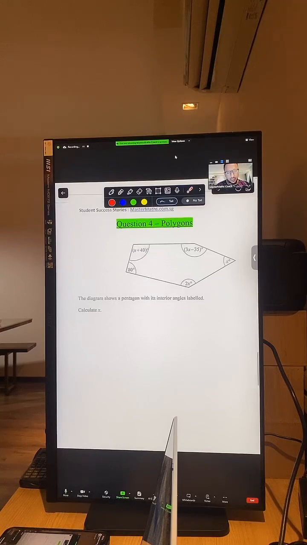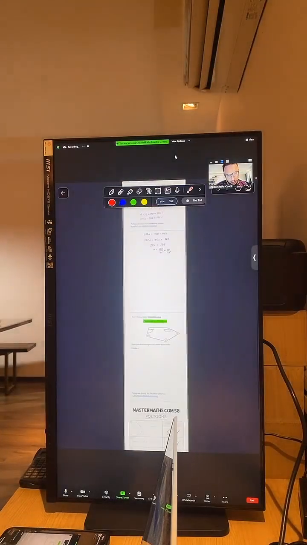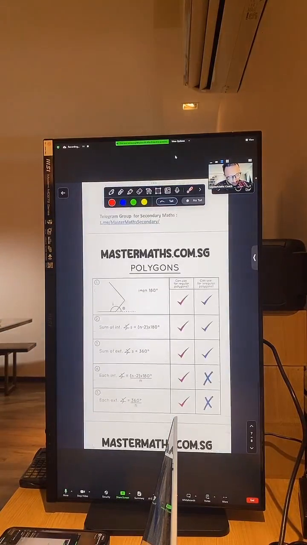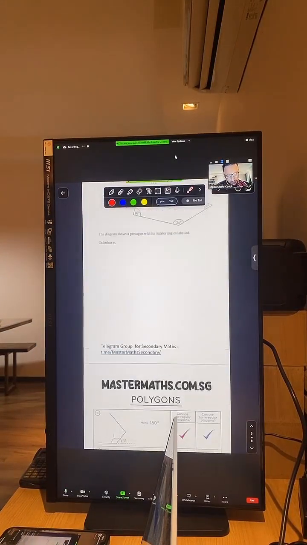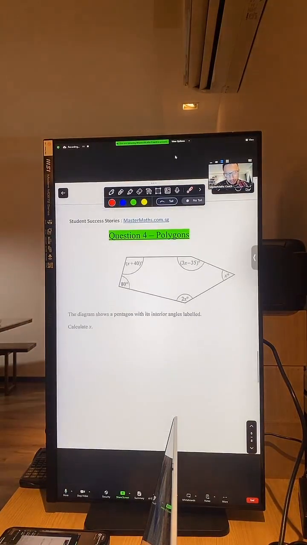Okay, so question 4, polygons. I think this is the last question before we end the lesson. But of course, because someone has asked, a special request to go through vectors, I will try my best to see if I can do some vector questions. Okay, guys, let's try and see if we can do this one. Question 4 on polygons. I'll go through in a few minutes.